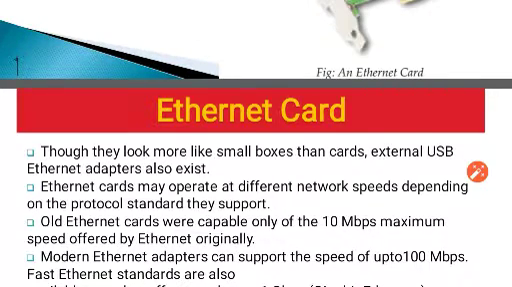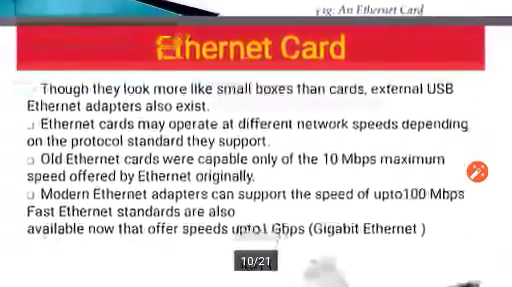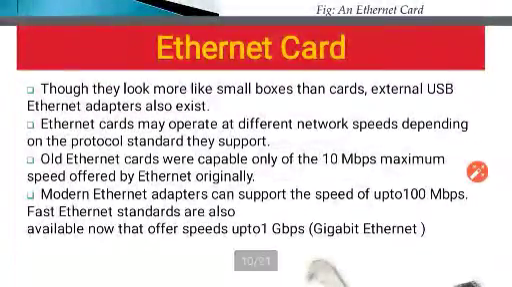Now Ethernet cards may operate at different network speeds depending upon their protocols. Old Ethernet cards can operate up to a maximum of 10 Mbps, whereas the modern ones can work up to 100 Mbps. Faster Ethernet standards are also available up to 1 Gbps. Nowadays it is coming with this.